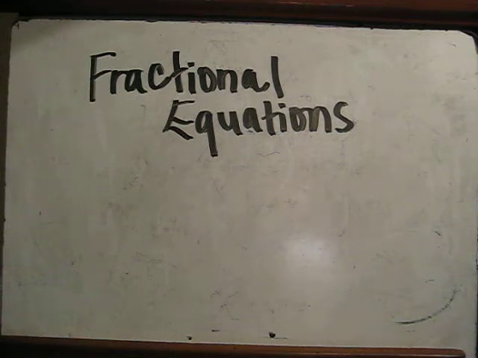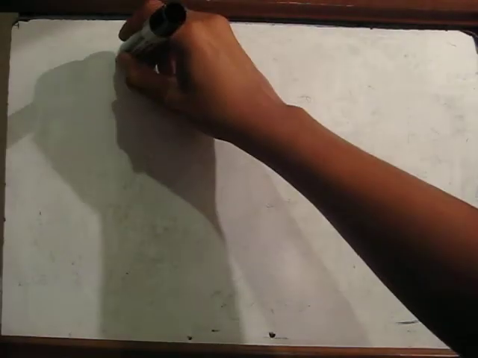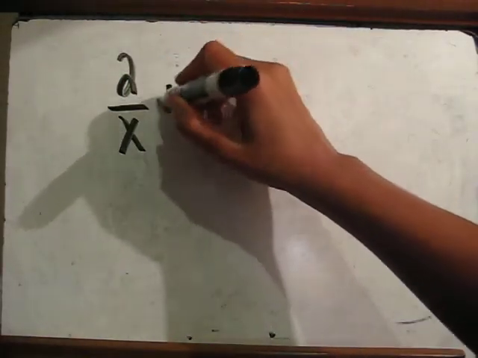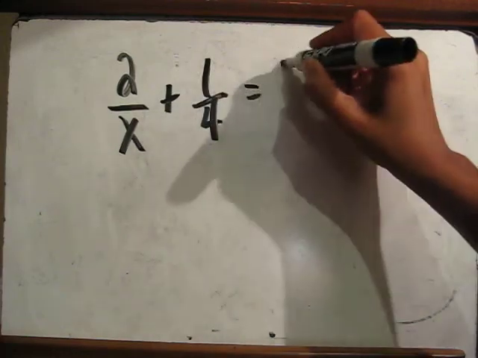Okay, in this section we're going over fractional equations. Okay, our first problem. We're going to solve 2 over x plus 1/4 equals 3/4.